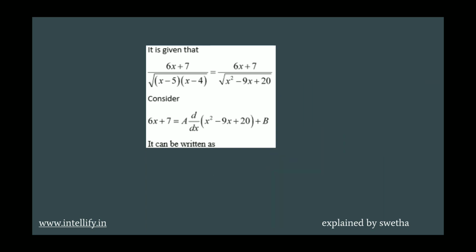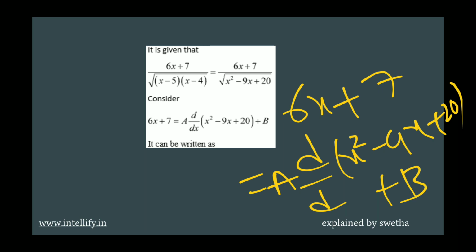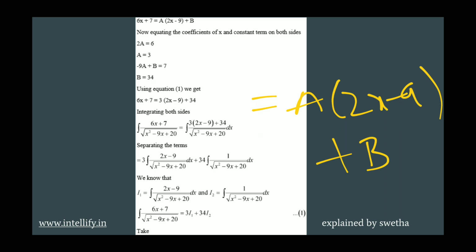So let us consider the term 6x plus 7 equals a into the derivative of the denominator, which is x square minus 9x plus 20, plus b. Here a and b are constants. So this can be written as 6x plus 7 equals a into (2x minus 9) plus b. On comparing the coefficients of x and also the constant, we get 2a equals 6.